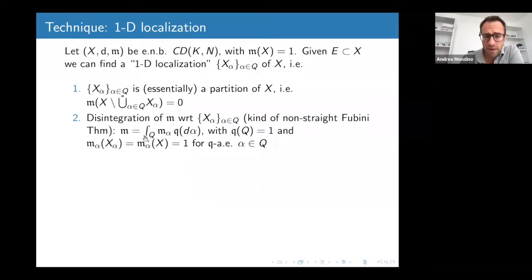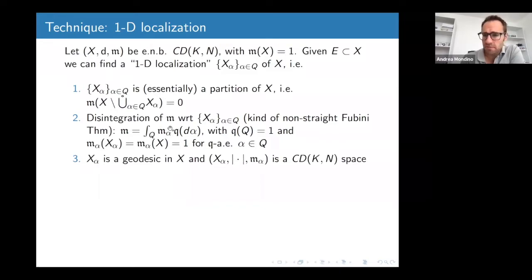Each measure m_alpha is concentrated over the element X_alpha of the partition. It is still a probability measure. And then what you do is integrate these measures m_alpha with respect to a measure defined over the set of indices. A bit of Fubini theorem. Now, these two properties are very mild.